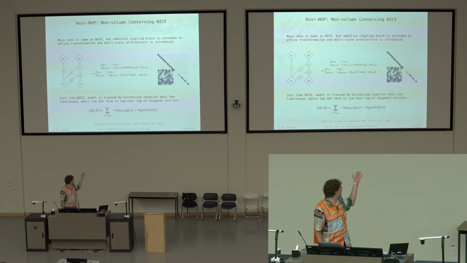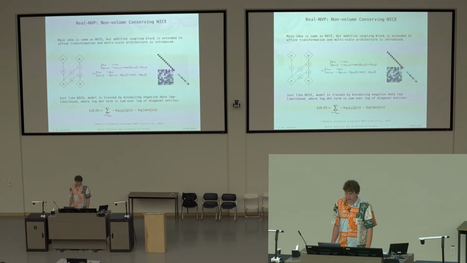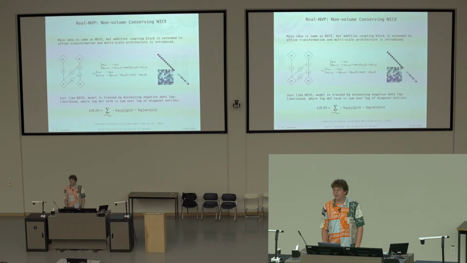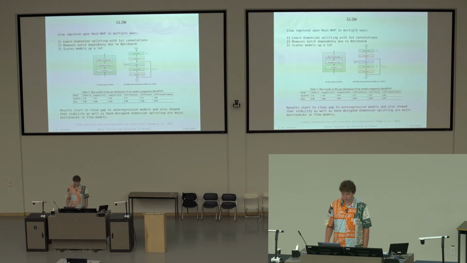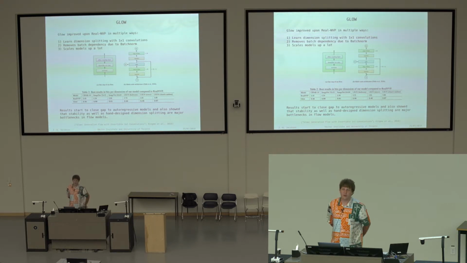So just like NICE, these models are trained by minimizing the negative data log likelihood, which is given by the change of variable formula. Again, it's the sum over our data set of minus the log of P of Z of f of x, so in our output space, minus the log of the absolute determinant of f at x. Right, so then there was GLOW, which is again an improvement upon real MVP. There was NICE in 2014, real MVP in 2016, and then GLOW in 2018.